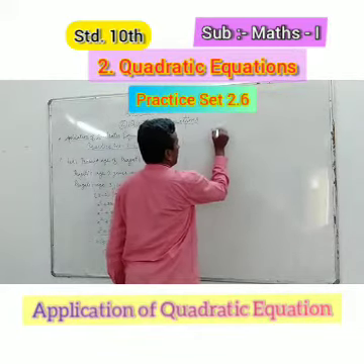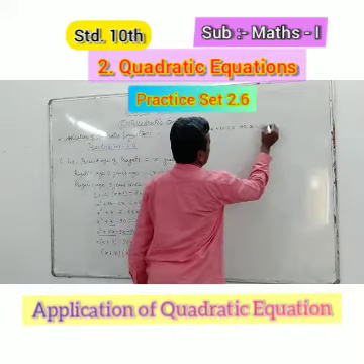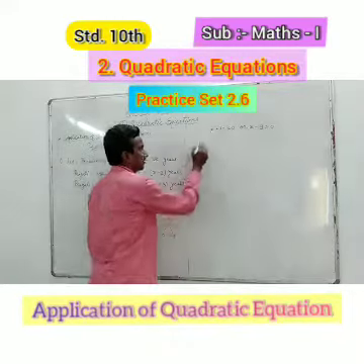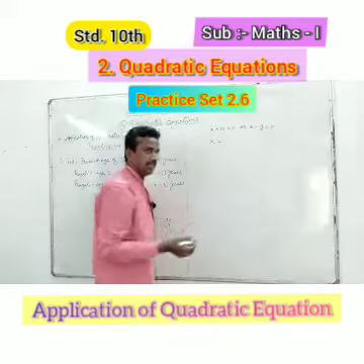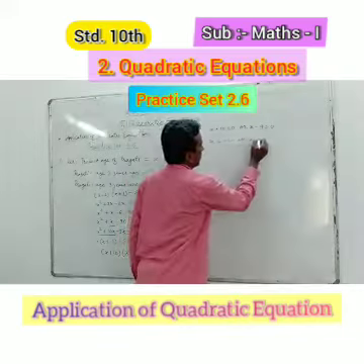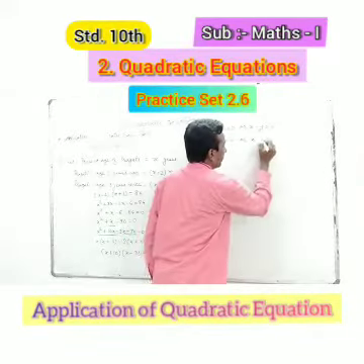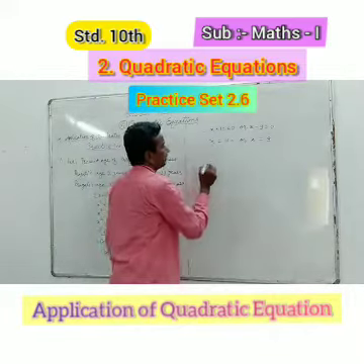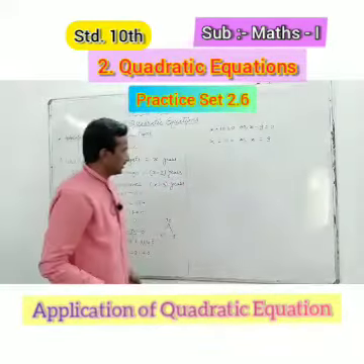Therefore x plus 10 is equal to 0 or x minus 9 is equal to 0. x is equal to, plus 10 goes to the RHS, it will become minus 10, or x is equal to minus 9 goes to the RHS, it will become plus 9. Means x is equal to minus 10 or x is equal to 9.